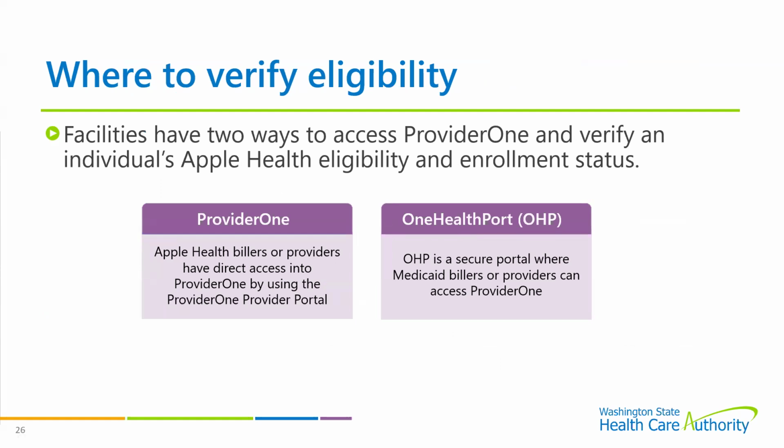Facilities have two ways to access Provider One and verify individuals' Apple Health eligibility and enrollment status. We have Provider One, where Apple Health billers or providers have direct access into Provider One by using the Provider One provider portal. And we also have One Health Port, a secure portal where Medicaid billers or providers can access Provider One. Next slide, please.